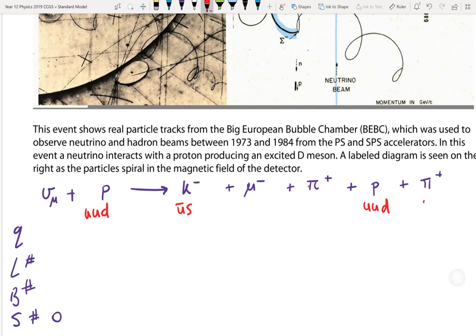Pi plus is up anti-down. Okay, there you go. So now, guys, look at this. From that, you can identify which of these are baryons, which of these are leptons, and which of these are mesons, because the leptons aren't made of quarks.